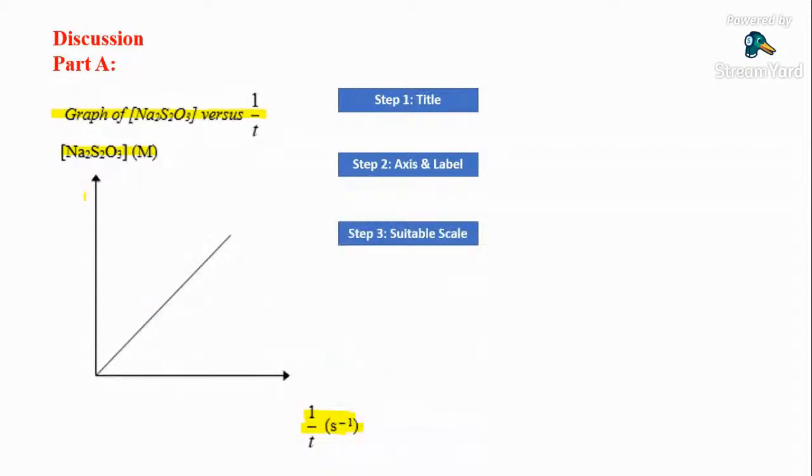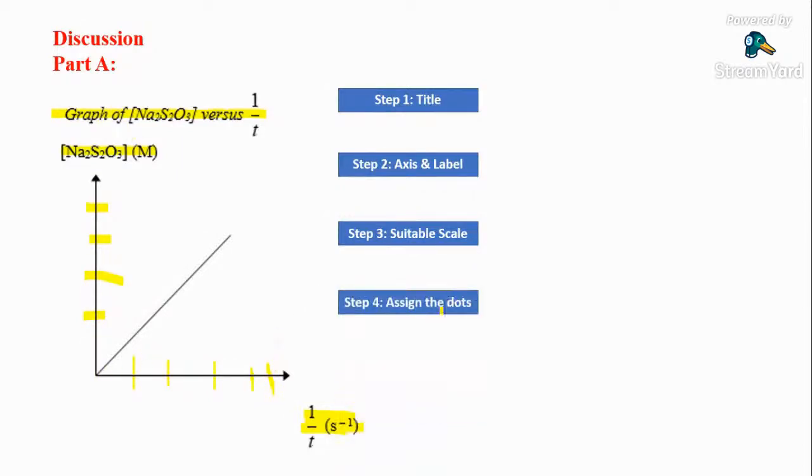Step 3, you have to use a suitable scale. You have to check what scale is suitable for this experiment, for the Y-axis and for the X-axis. Don't try to use 3, 6, 9, 12, 15. Normally the logical one, in this case, concentration might be 0.02, 0.04, 0.06, 0.08, and then 0.10, something like that. The interval must be logical, like 50, 100, 150, or 10, 20, 30, or 5, 10, 15, 20. Make sure you use a logical, suitable scale.